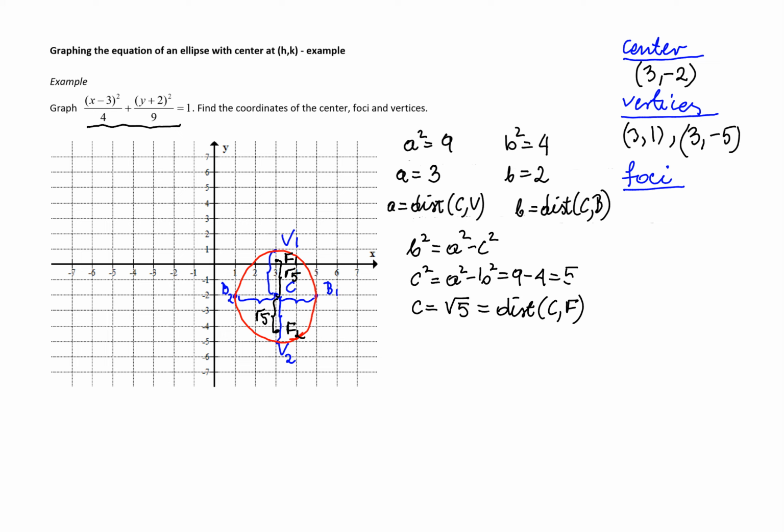The coordinates of the foci will be obtained by using the fact that the foci are really vertical shifts of the center. So since we are shifting vertically, the x coordinate stays the same as the center. The y coordinate of the center was −2, but now it was shifted square root of 5 up. So this is the coordinate of the focus f sub 1. And the other one will be (3, −2) this time reduced by square root of 5, and this is the coordinate of the focus f sub 2.